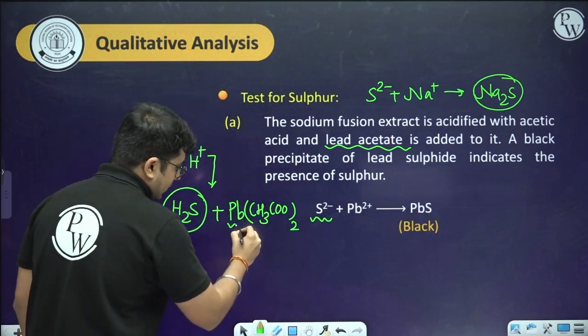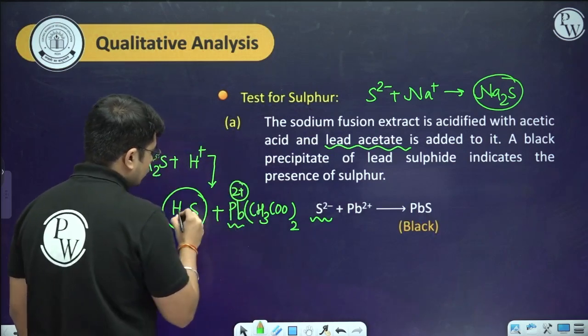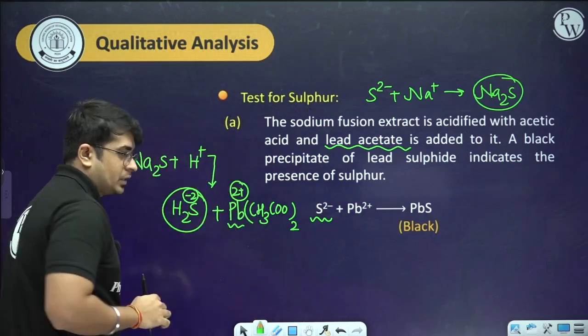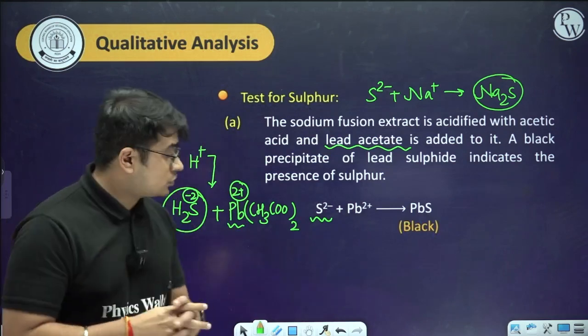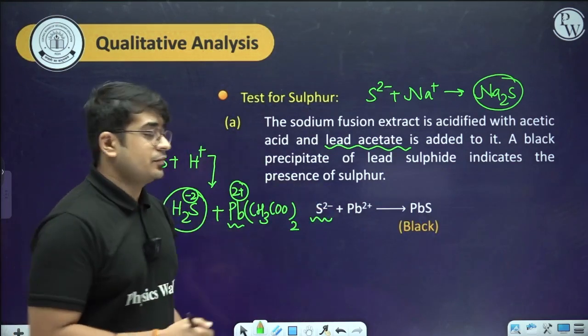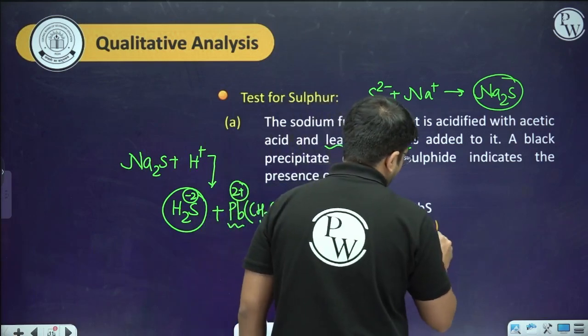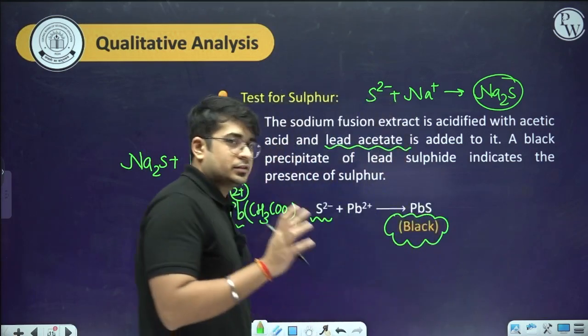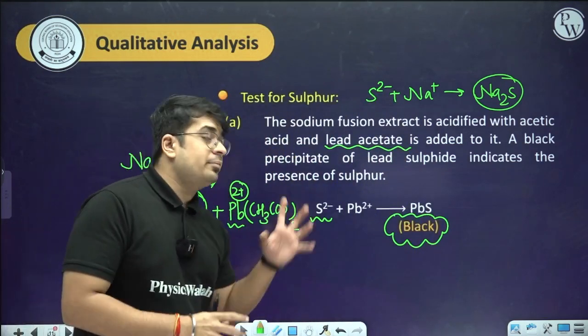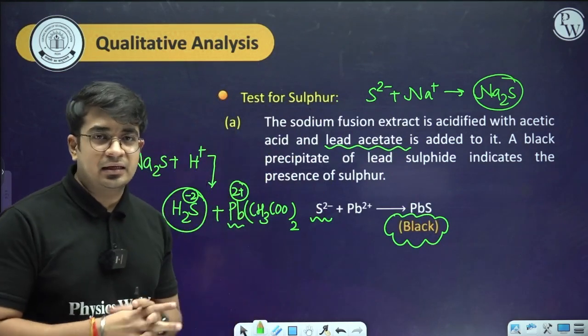It means I have a Pb2+, it's going to combine with S2-. And they are going to form a complex which is known as PbS, and it has a specific color, which is black, which confirms that the presence of sulfur is already there, because PbS is black in color.